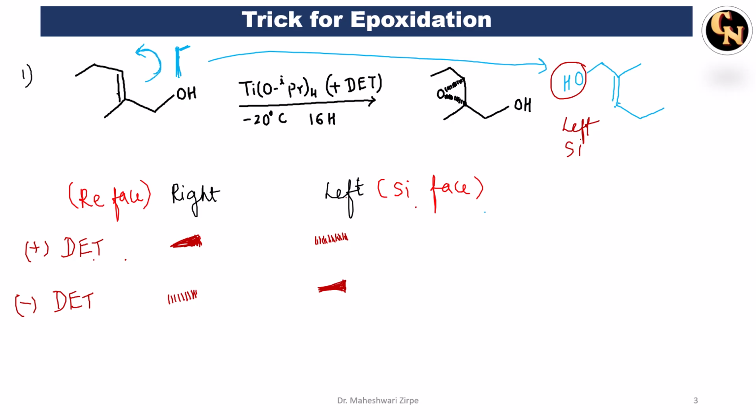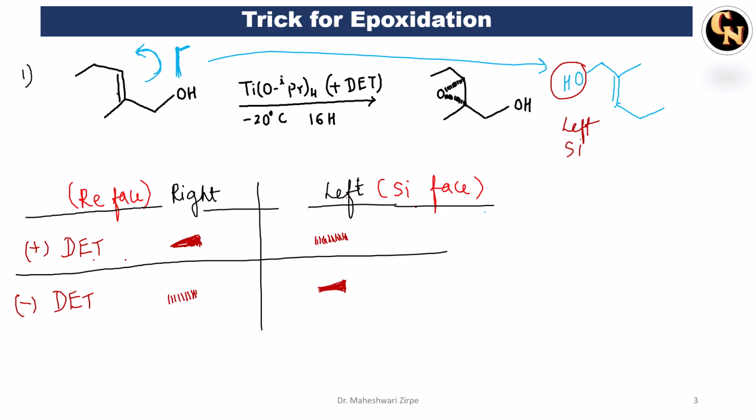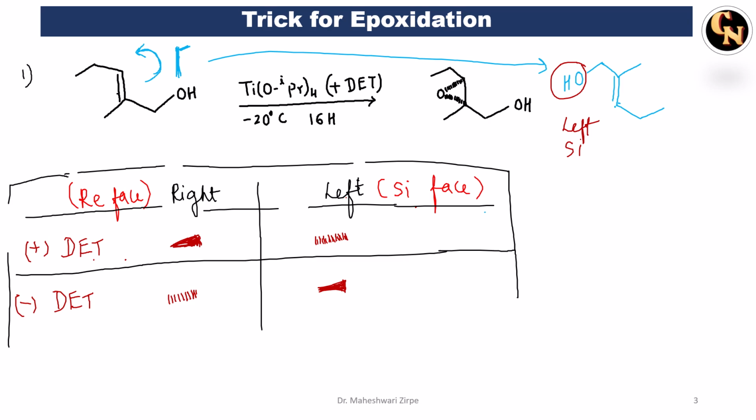So I can just draw a table. So this is the table which you are going to remember for the re face and psi face arrangement of the OH group. Only thing is you are going to remember it in such a way that whenever you turn the starting material, given the reagent, you turn it upside down, and see to it that the OH is on the top, whether it is on the left hand side or right hand side, that you are going to find out.